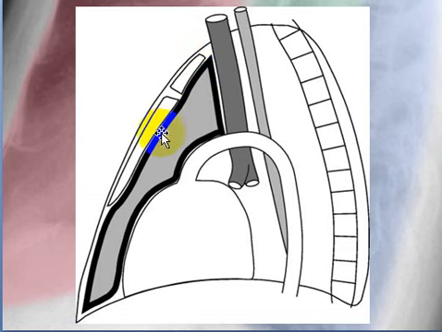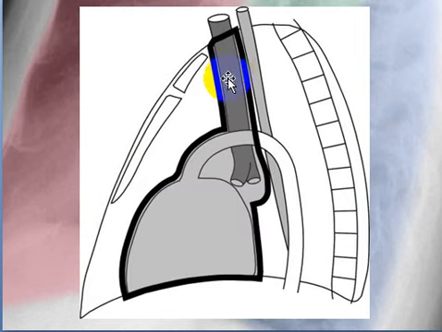Here, the anterior mediastinum is bounded anteriorly by the sternum and posteriorly by the pericardium here and the brachiocephalic vessels, and superiorly by the thoracic inlet and inferiorly by the diaphragm. It contains the thymus, lymph nodes, adipose tissue, and internal mammary vessels. So this is the anterior mediastinum.